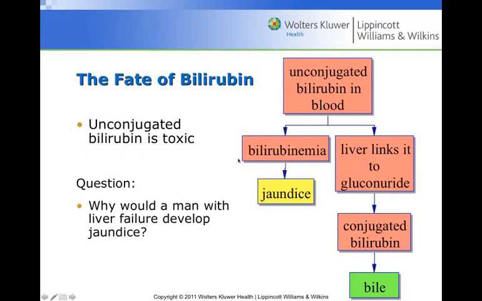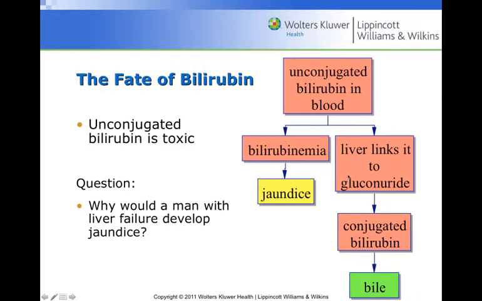The fate of bilirubin. We have unconjugated bilirubin that's been formed when we break down the red blood cells after 120 days. And bilirubinemia means bilirubin in the bloodstream, leading to jaundice. If, on the other hand, we conjugate it, so the liver links it to form conjugated bilirubin, we will release it in the bile. So the question is, why would a man with liver failure develop jaundice? Because the liver is responsible for conjugating that bilirubin so that we can put it into the bile and get rid of it.